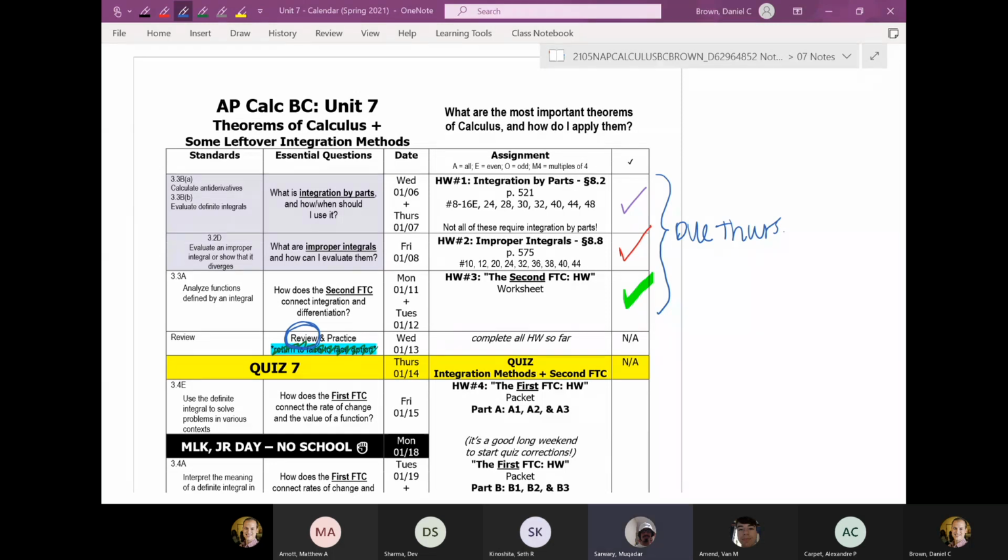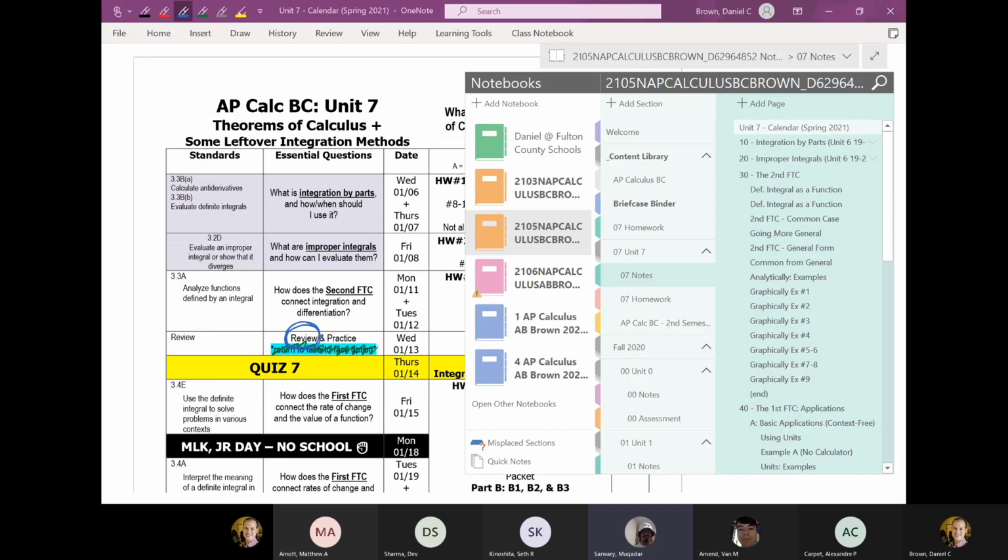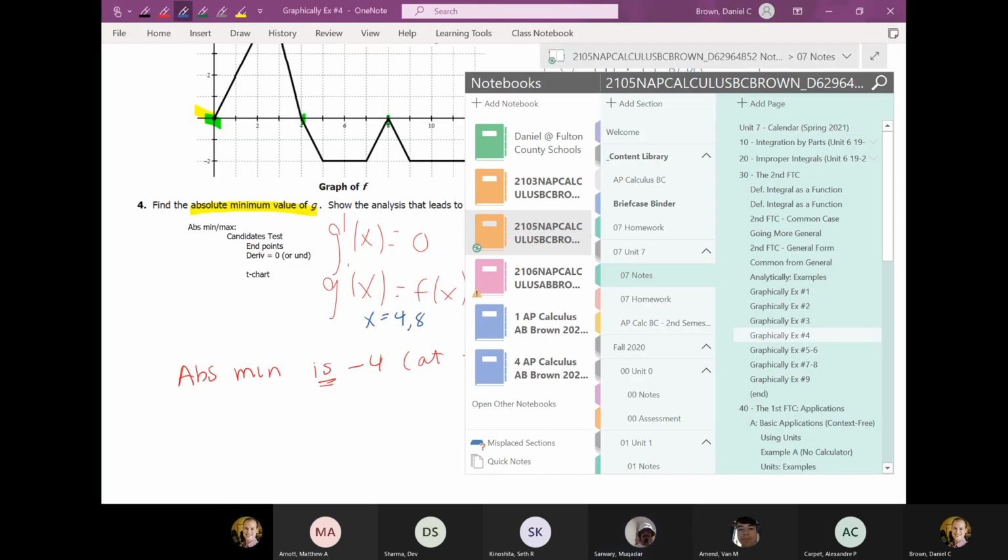Can you go to graph 4 for a sec? Yes. Thank you. Let me go to the one that's cleaned up from third period that I didn't have to use my finger on.